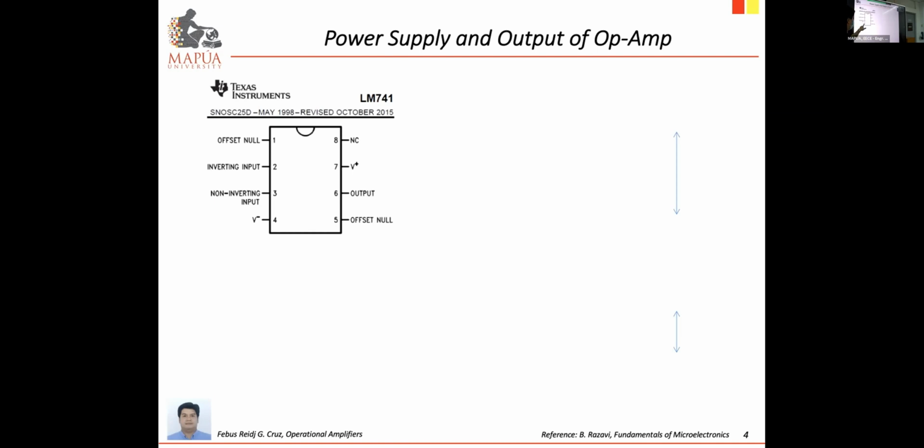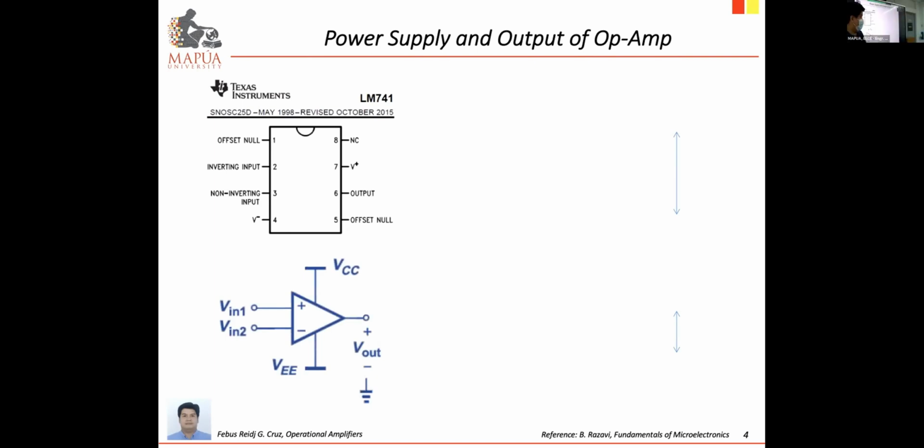Then at pin 4, you have the negative supply. Then counterclockwise, the next pin would be pin number 5, which would be the offset null. And then pin number 6 would be the output. The recall would be the small letter O on number 6, so that would be your output. Then at pin 7, you have V+, and pin 8 has no connection.